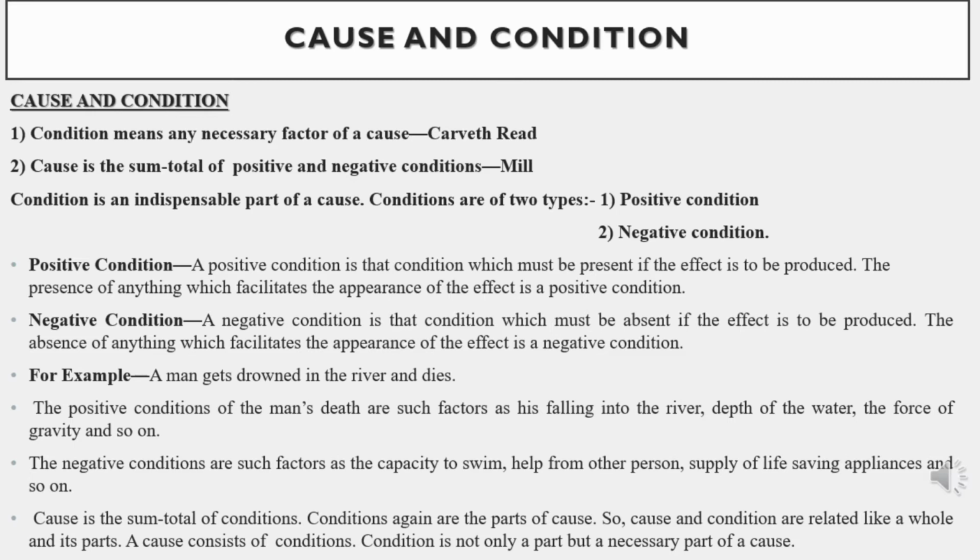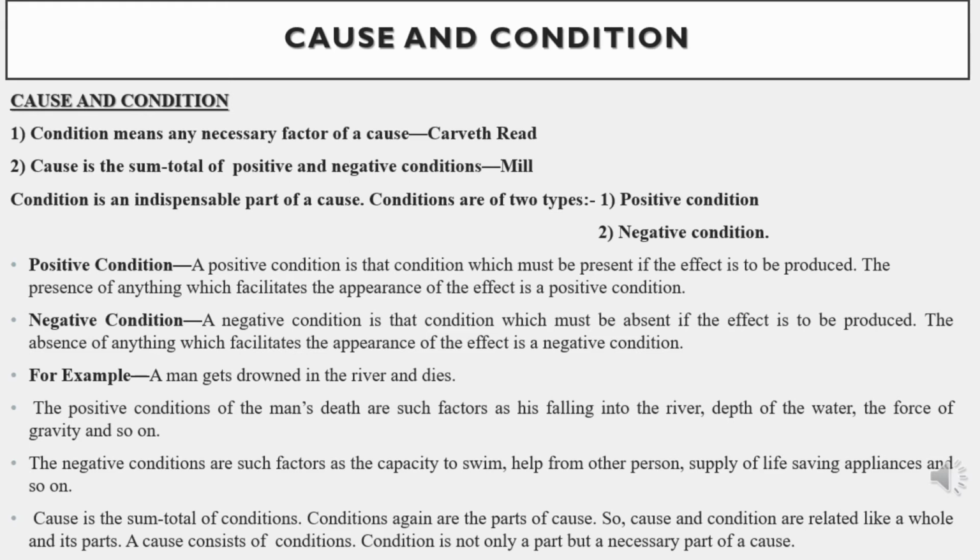For example, a man gets drowned in the river and dies. The positive conditions of the man's death are such factors as falling into the river, depth of the water, the force of gravity, and so on. On the other hand, what are the negative conditions? The negative conditions are such factors as the capacity to swim, help from other persons, supply of life-saving appliances, and so on. So what is condition?